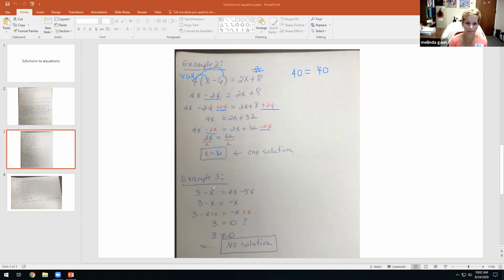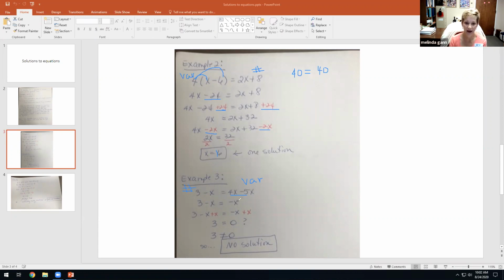All right, look at this one. 3 minus x equals 4x minus 5x. Now, these are already alike, so I went ahead and combined them. I'm going to put variables over here this time, and numbers over here, just to show you that it doesn't really matter which side you put them on, but just decide and then stick with it.